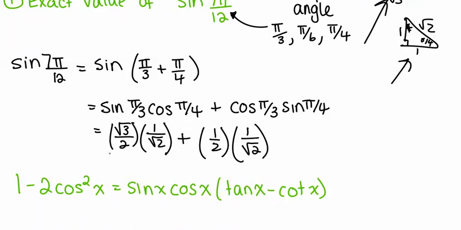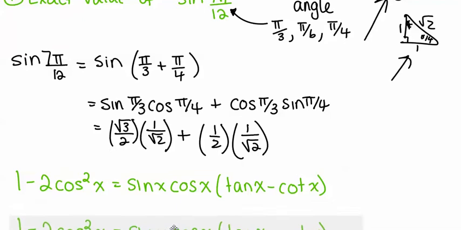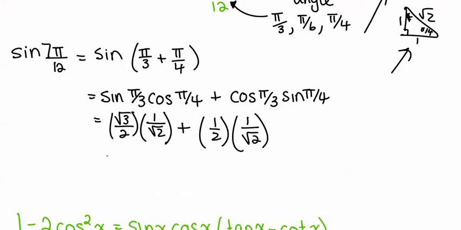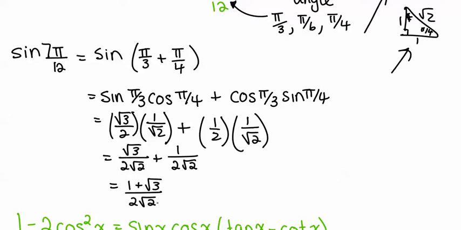Okay, and then I'm just going to move this other thing down a little bit. I'm just going to multiply them. So root 3 times 1 is root 3, and 2 times root 2 is 2 root 2, plus 1 times 1 is 1, and 2 times root 2 is 2 root 2. If I add my numerators, I get 1 plus root 3, and my denominator is 2 root 2. And this is a totally acceptable answer.